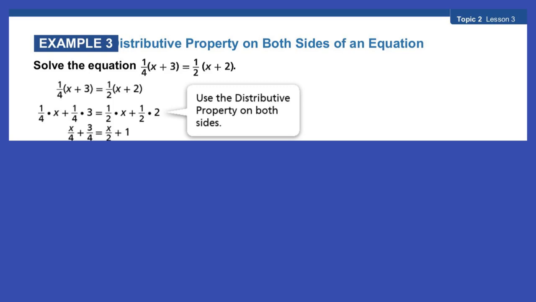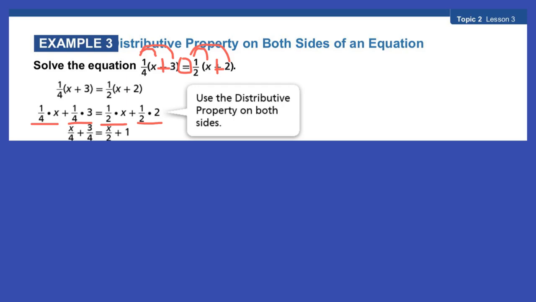All right, example 3 brings on the fractions. We are on page 103, and let's do this. So we're going to distribute 1/4 times x, and 1/4 times 3 equals 1/2 times x and 1/2 times 2. All right, so I'm agreeing with their work so far.